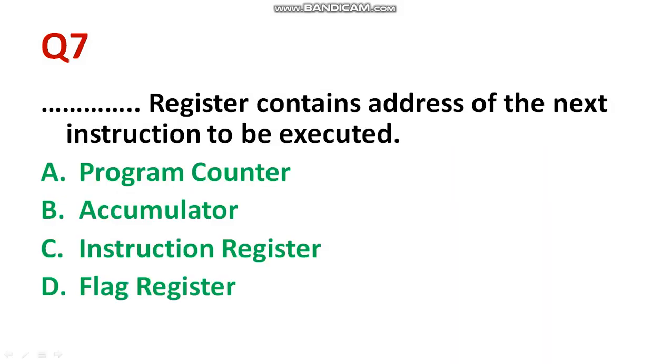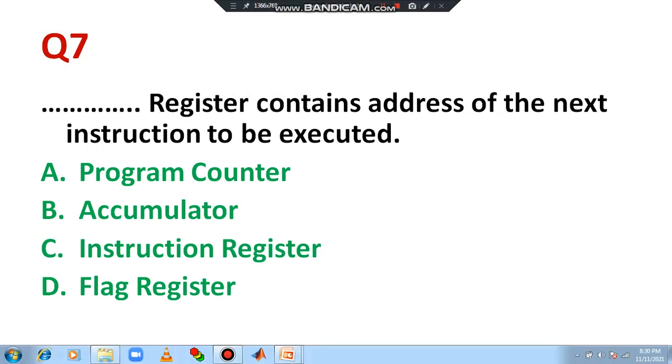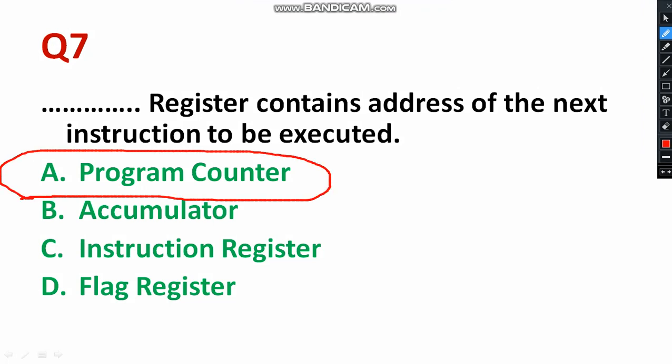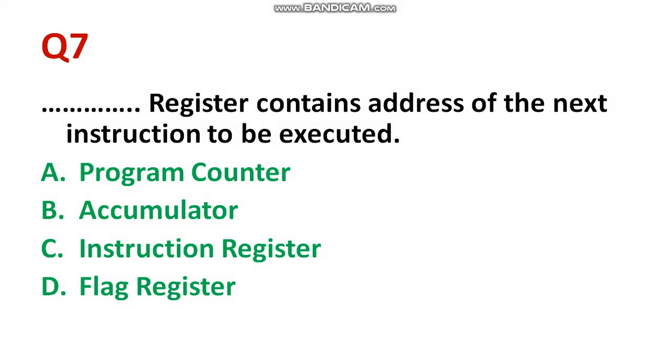Next is dash register contains address of the next instruction to be executed, which could be the right answer? So the right answer is program counter. You need to understand the importance of program counter. In case of program counter, the program in 8085 microprocessor will be starting from program counter itself. So PC is having 16-bit data. It contains 16-bit data. And also the program counter contains address of next instruction to be executed. That is the importance of PC or program counter.